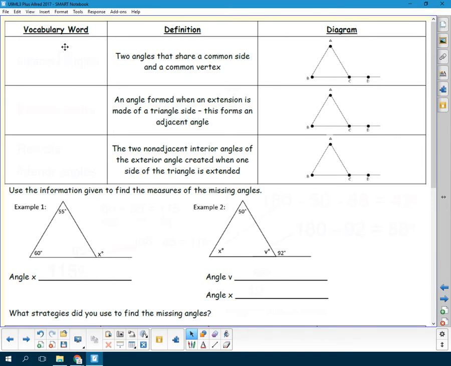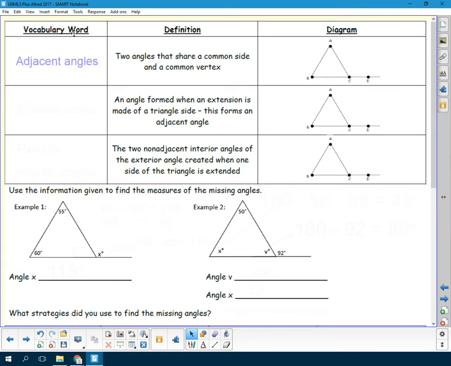You see 3 vocabulary words there on the top. We're going to talk about those vocabulary words and what they mean. Try to write definitions for them and maybe draw a diagram too. Whenever you create a triangle, it's a 3-sided shape. You can always draw an extension of one of the lines of that triangle and create an exterior angle. We'll talk about a couple things that are created when you do that.